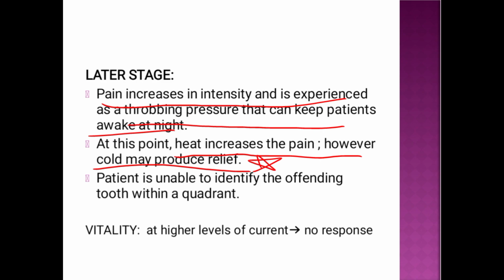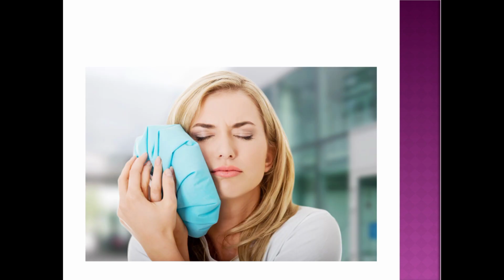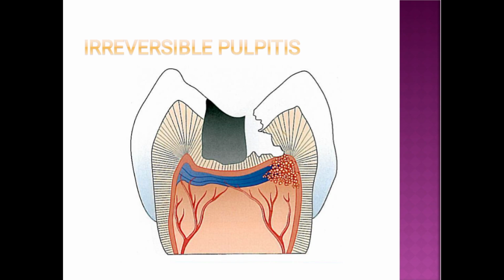The patient is unable to identify the offending tooth within a quadrant. So basically, the patient will have referred pain. The patient couldn't localize the tooth that is paining. He or she will point to the whole jaw as the pain, meaning the whole jaw is paining. At high levels of current there is no response. This is very important. If it is relieved by cold, it means it is in the later stage of irreversible pulpitis.